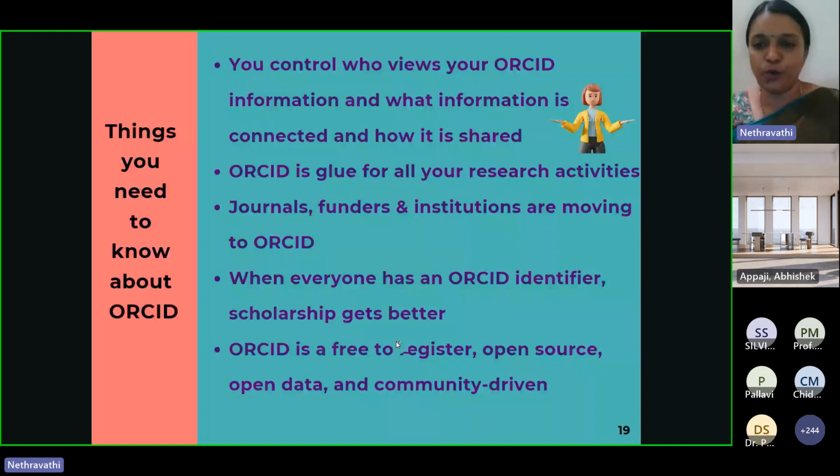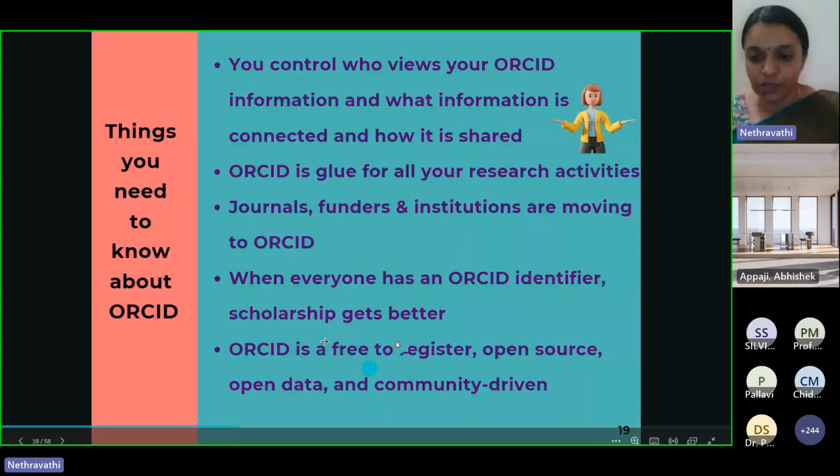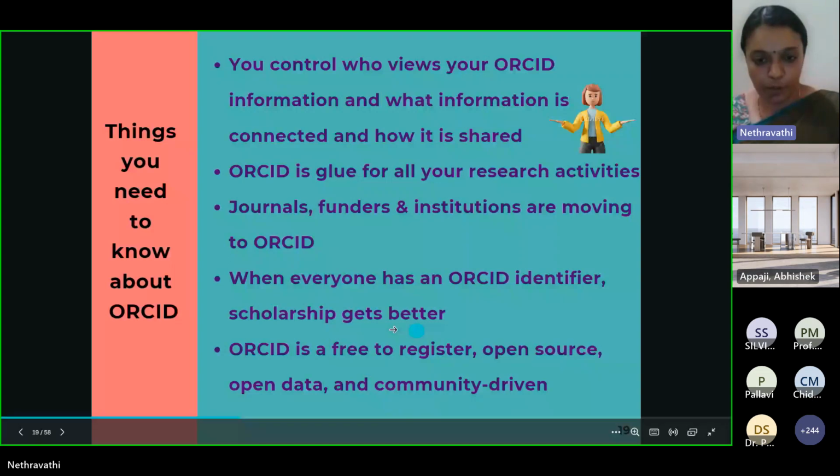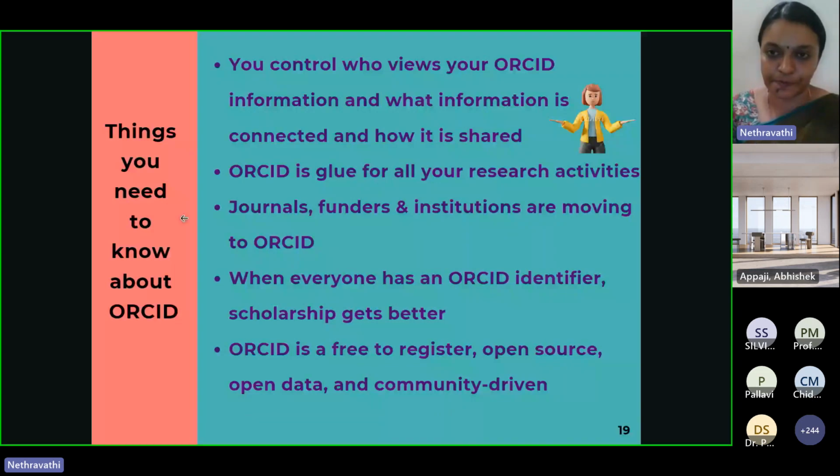It is a glue for all your research activities. Glue means it binds together everything you do. As I told, many journals are moving towards ORCID, which means they ask you to enter your ORCID ID. One thing you have to know is that it's free to register. It's open source, open data, and community driven. It's not commercial; it's a community-driven organization which has created this ORCID.